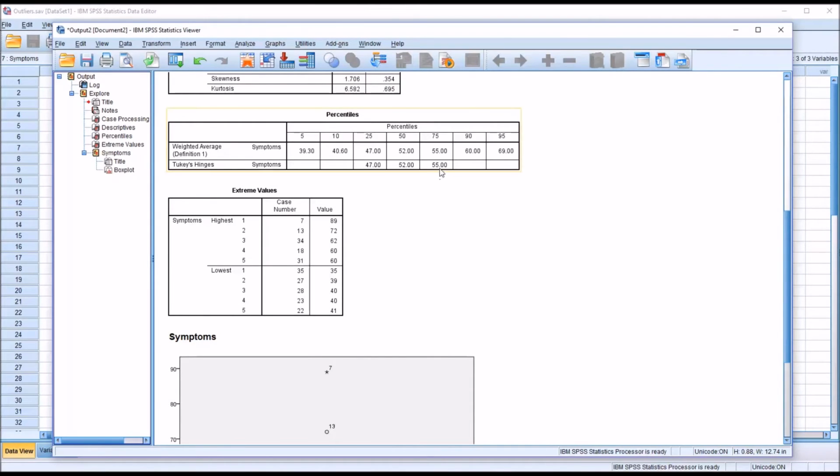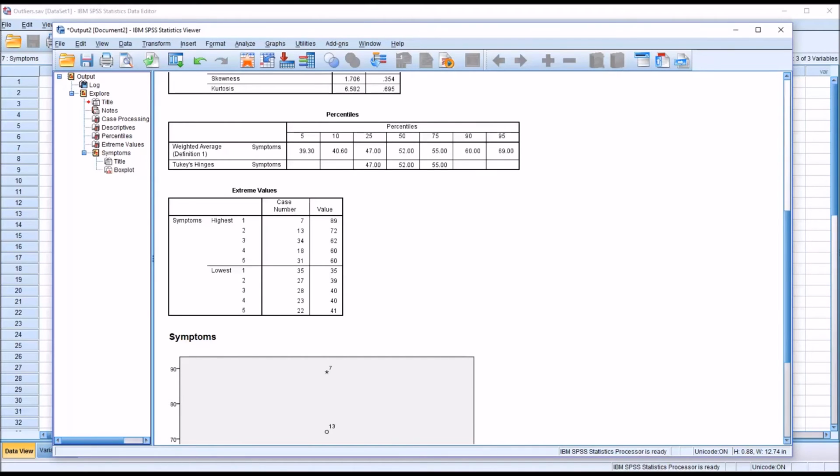So we know for a value to be considered an outlier in this particular variable, the score would have to be greater than 67 or less than 35. So 12 added to 55 and 12 subtracted from 47. For a value to be considered an extreme outlier, we use a different calculation.